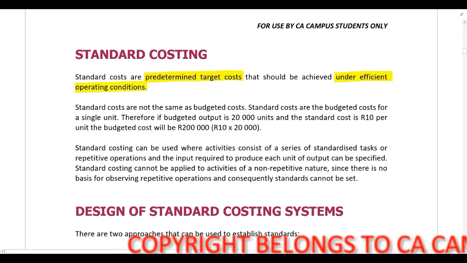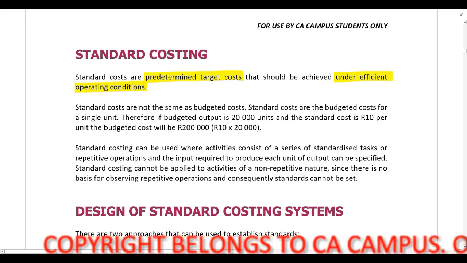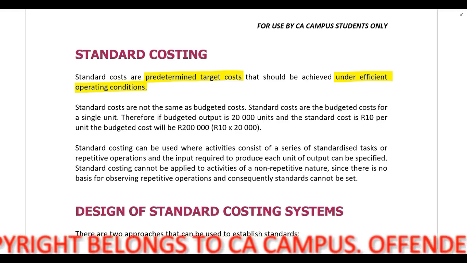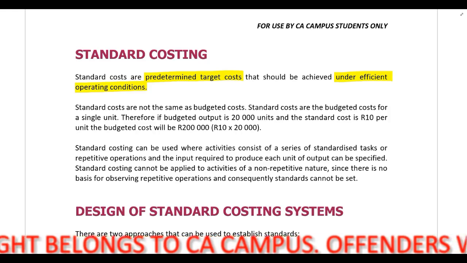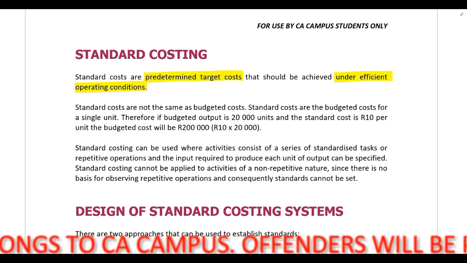So if it is a predetermined target cost, that means it's set up front. So let's say, for example, the company determines all of their standards up front at the beginning of the year, and it is a target that they should be able to achieve under efficient operating conditions.